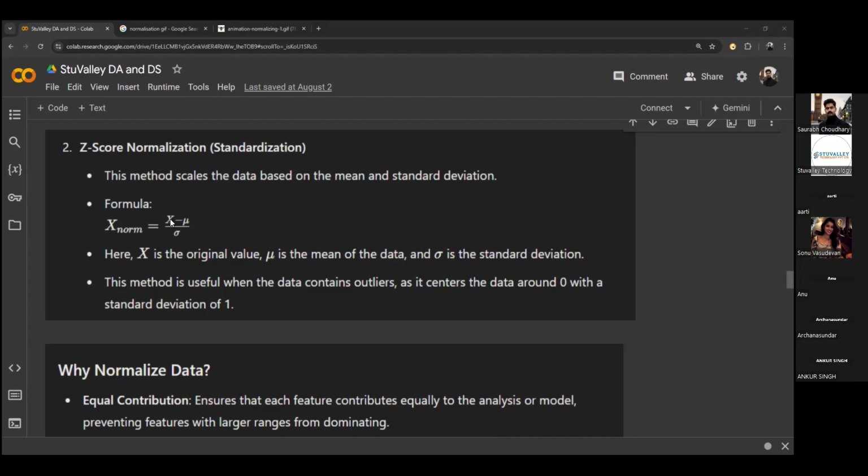So your data minus mu, mu is the mean, upon sigma, sigma is standard deviation, right? So you can do this. This method is useful when the data contains outliers. So it centers the data around zero with a standard deviation of one. So this is also a very nice concept.